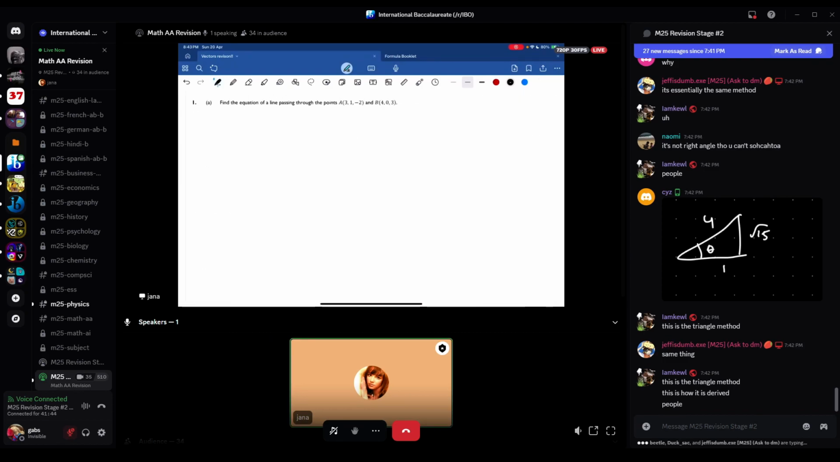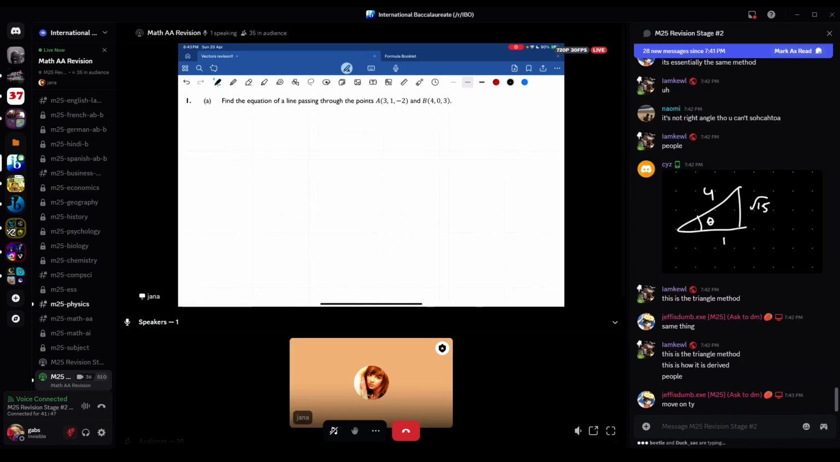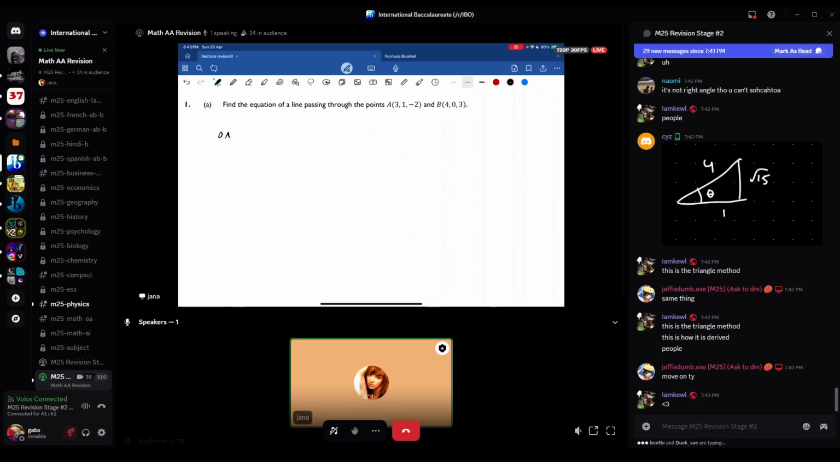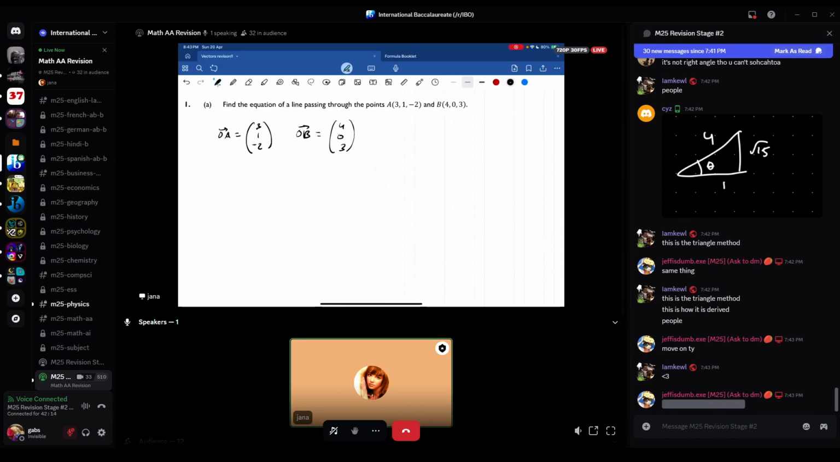I'm gonna move on. Okay, this is a fun little easy one. We have our point A, (3, 1, -2), and our point B, (4, 0, 3). If we want to find the equation of a line passing through both of these, we need to find the direction of the line. And the direction of the line is the same thing as vector AB.